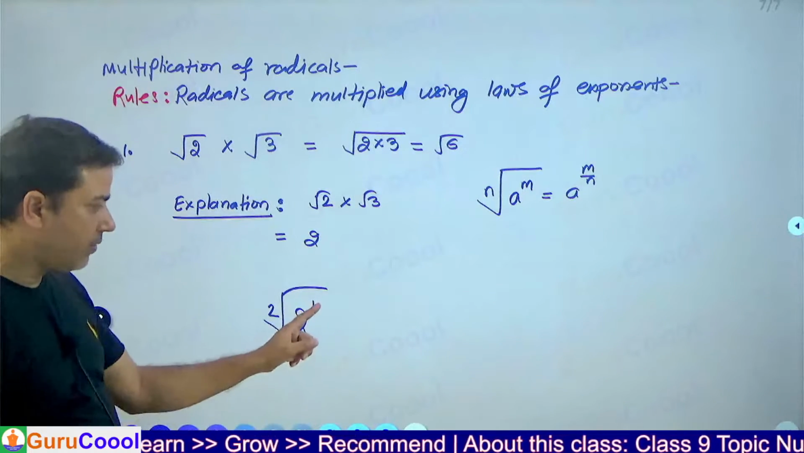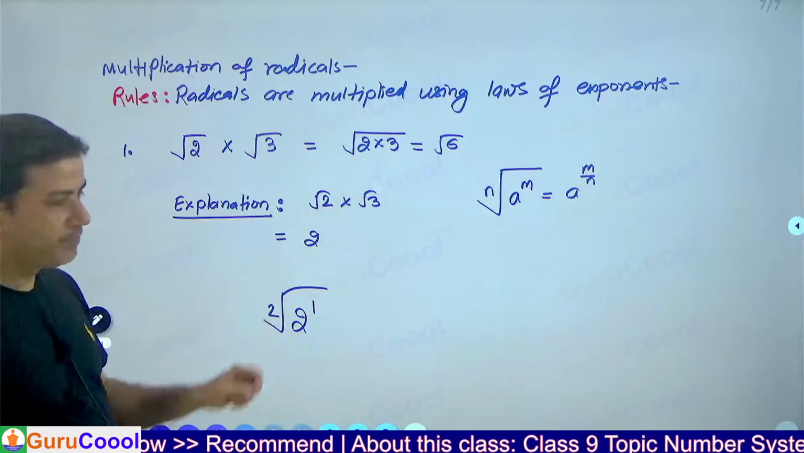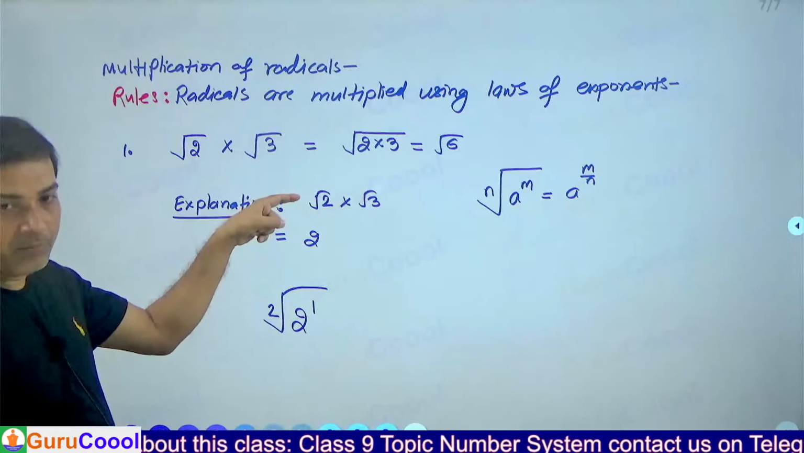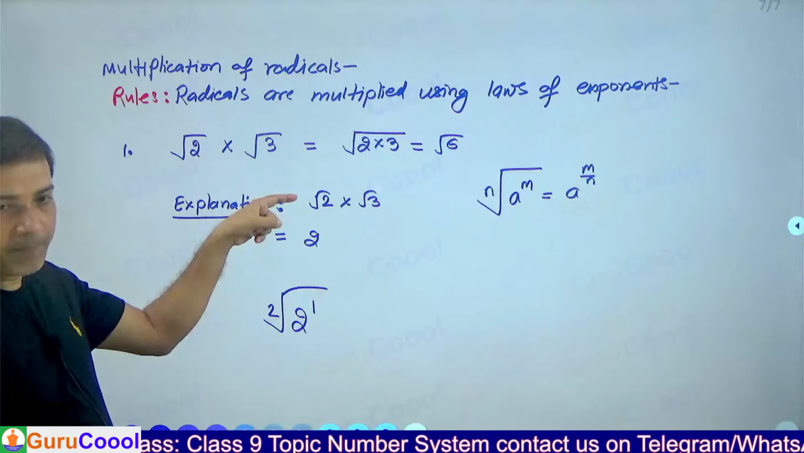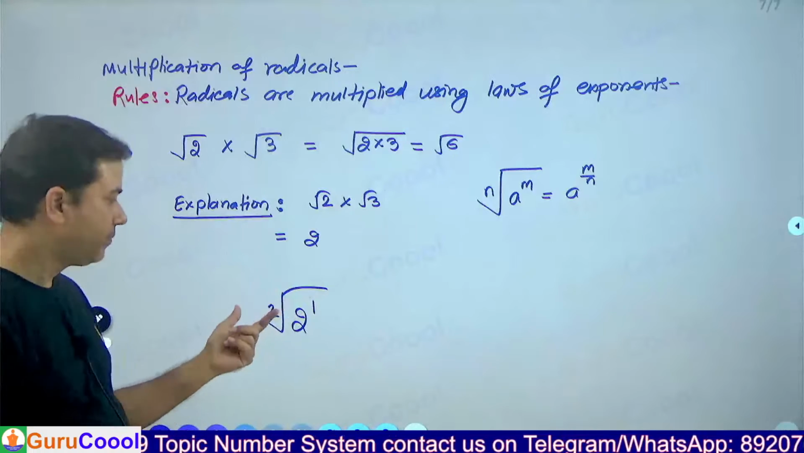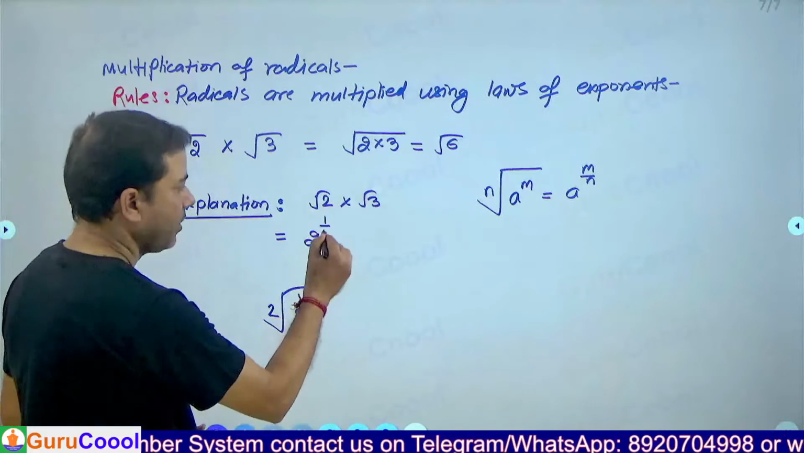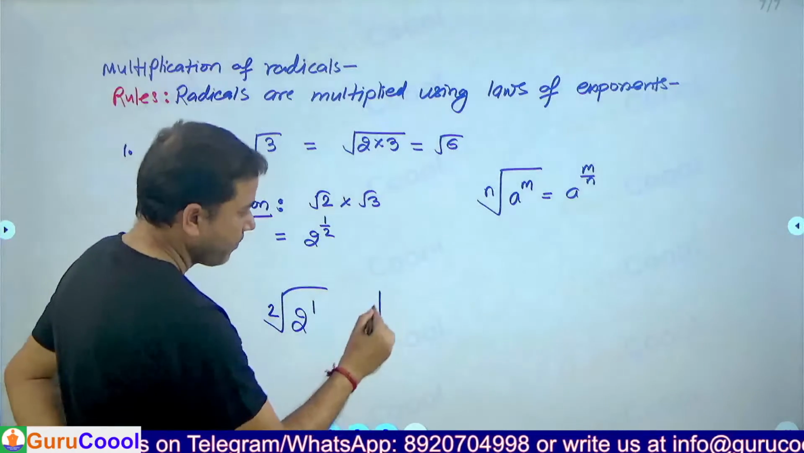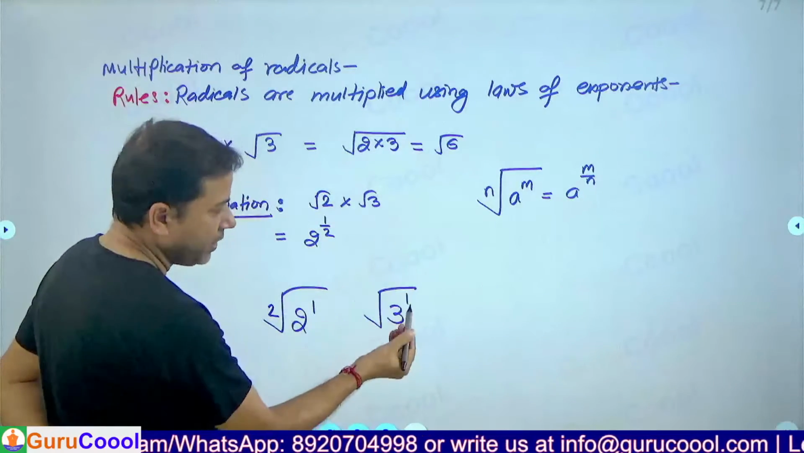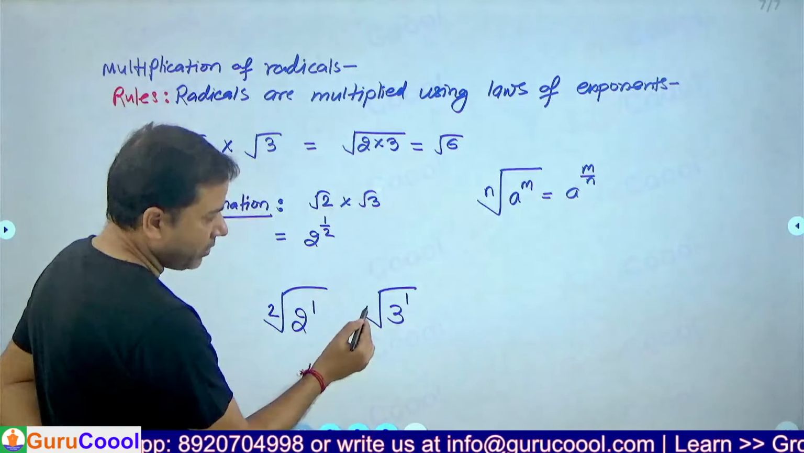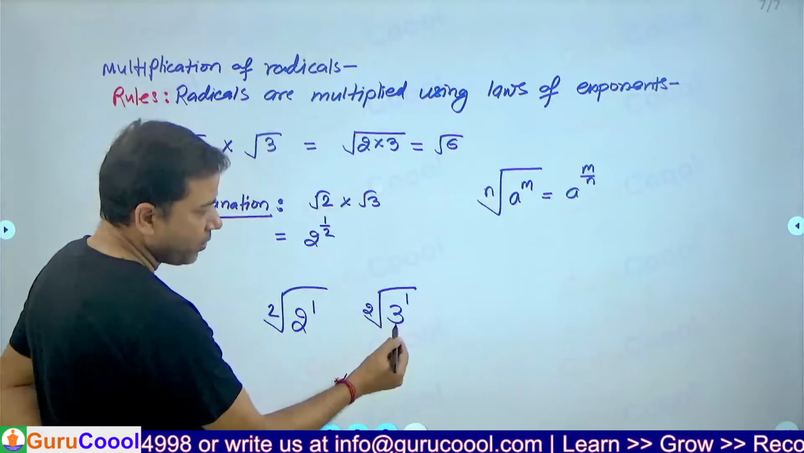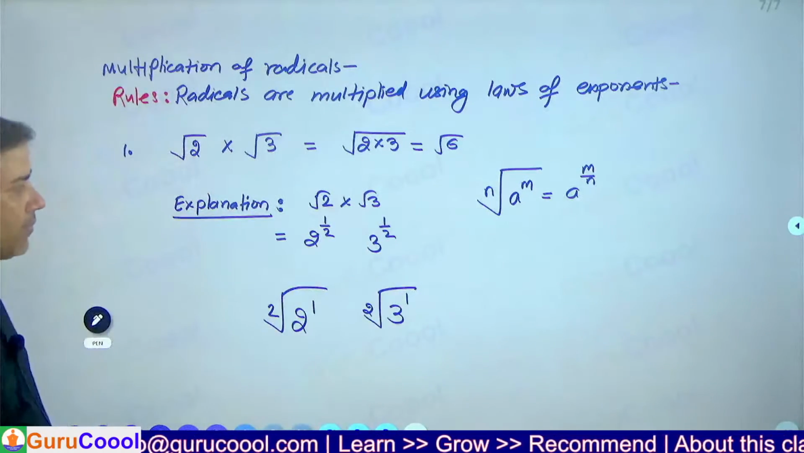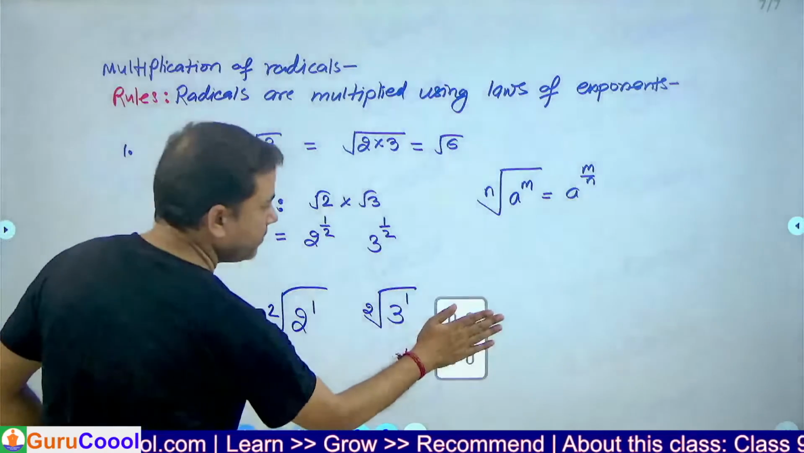So 2 raised to the power 1 by 2. Power 1 is hidden here. Yes. Power 1 is hidden and number 2 is hidden in place of n, the V shape. So 2 raised to the power 1 by n, 1 by 2. Is that okay? Similarly, root 3 means 3 raised to the power 1, 1 is hidden in the power and this 2 is hidden here in this place. So this is 3 raised to the power 1 by 2. I hope it's not a problem.